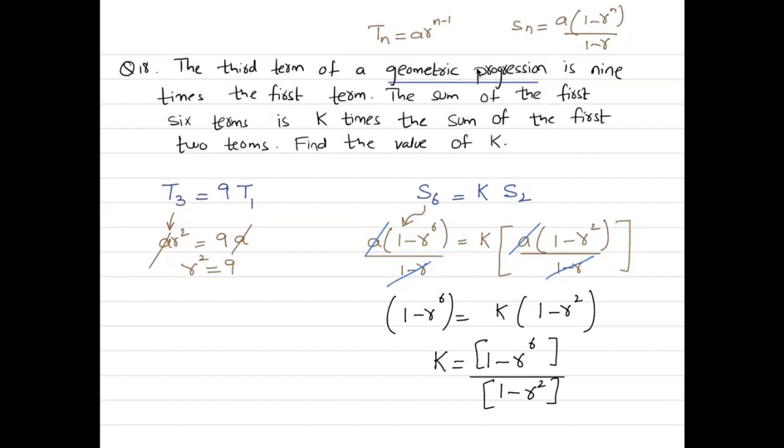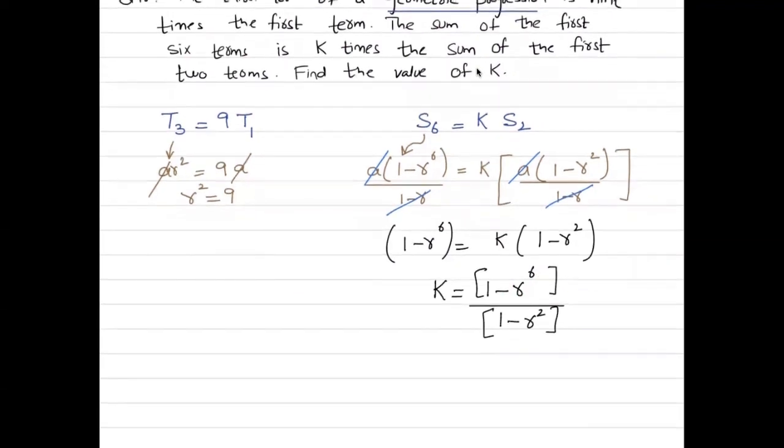Now, instead of R to the power of 6, can I write R squared to the power of 3, using the rules of indices? 1 minus R squared to the power of 3. Can I write it like this? Does anyone have any objection? No. R to the power of 6 is the same as R squared to the power of 3.